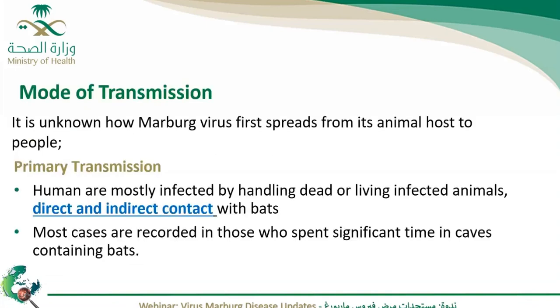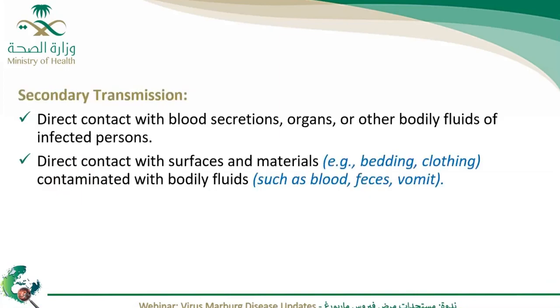We have different modes of transmission, as we discussed in the previous slide, since this is a zoonotic virus. It's unknown how Marburg virus first spread from its animal host to people. But for primary transmission, evidence reports that humans are mostly infected by handling dead or living infected animals, or through direct or indirect contact with bats. Most cases were recorded in those who spent significant time in caves containing bats. We also have a secondary mode of transmission by direct contact with blood, secretions, organs, or other body fluids of an infected person, or direct contact with surfaces and materials, as we mentioned earlier, such as contaminated equipment or contaminated surfaces.